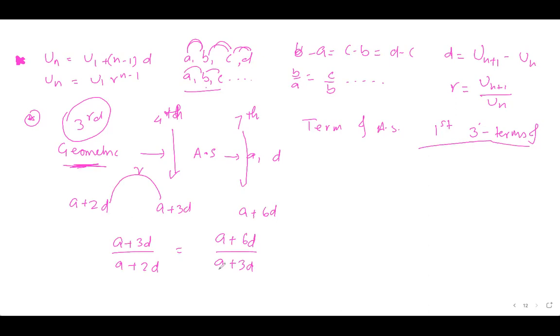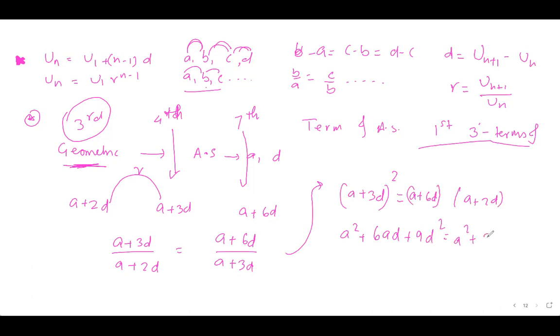Now if you cross multiply, this will be (a plus 3d) the whole square equals (a plus 6d) times (a plus 2d). If you open the brackets, you get a square plus 6ad plus 9d square equals a square plus 2ad plus 6ad plus 12d square. Look for the opportunity for cancelling any particular term. A square and a square get cancelled.